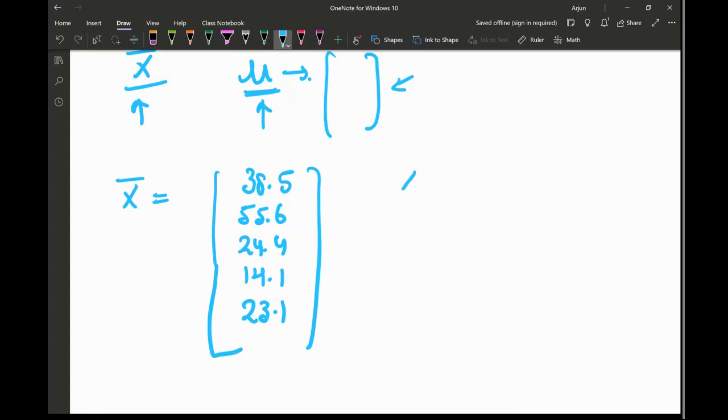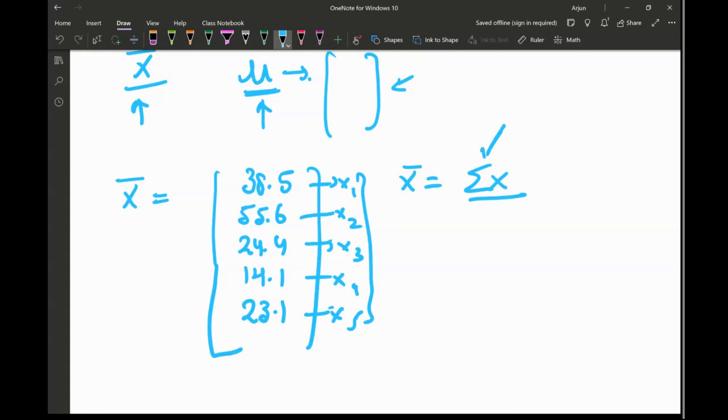So x bar value will be equal to the sum of all the values, the sum of all the data points. So x means each and individual data point. So all these are x data, so I can call it x1, x2, x3, x4, x5. If I add all these data points, that is called the sum of the data points, divided by n. n means the number of data points: 1, 2, 3, 4, 5.